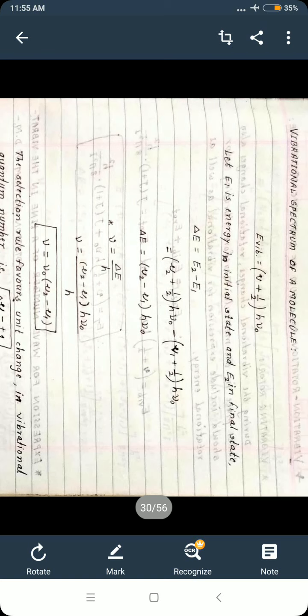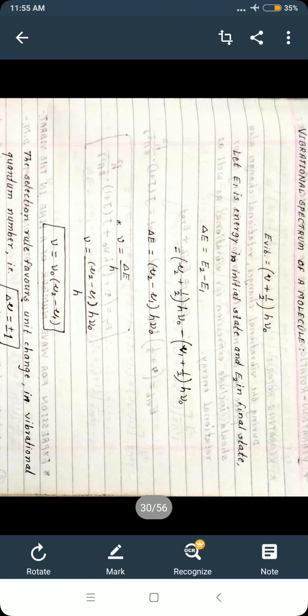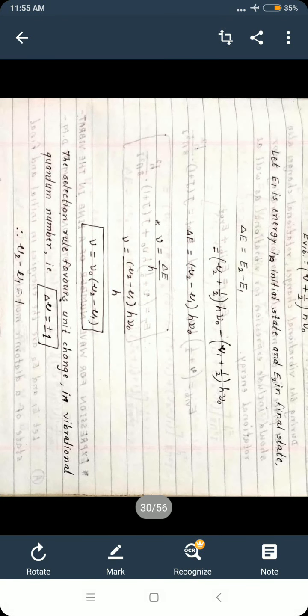h nu. Therefore, substituting that h nu and cancelling h on both sides, the frequency nu is equal to nu 0 times (v2 minus v1). Here v1 is the initial quantum number and v2 is the final quantum number.